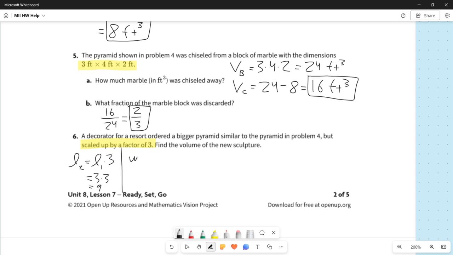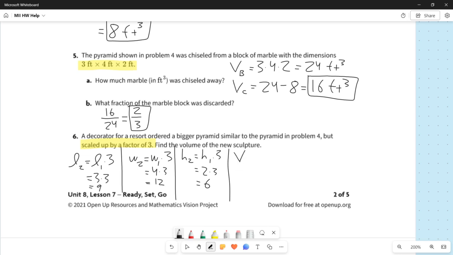Likewise, my new width, so W2, I can take my original width, multiply by 3. My original width was 4, and when I scale that up by 3, I get 12. And my new height is my old height times 3. My old height was 2. I apply a scale factor of 3 to that, and I get 6. These are all measured in feet.